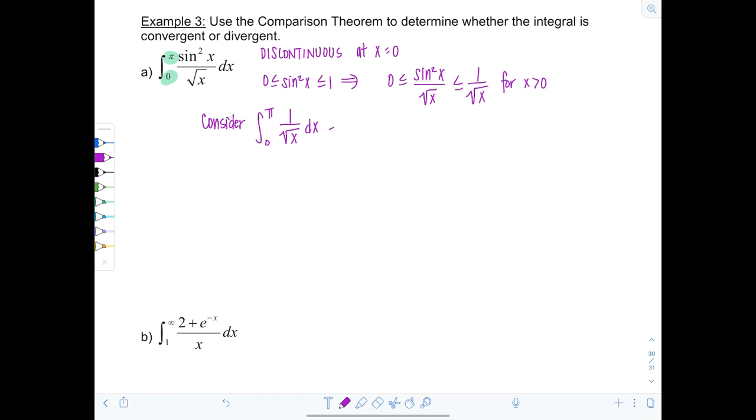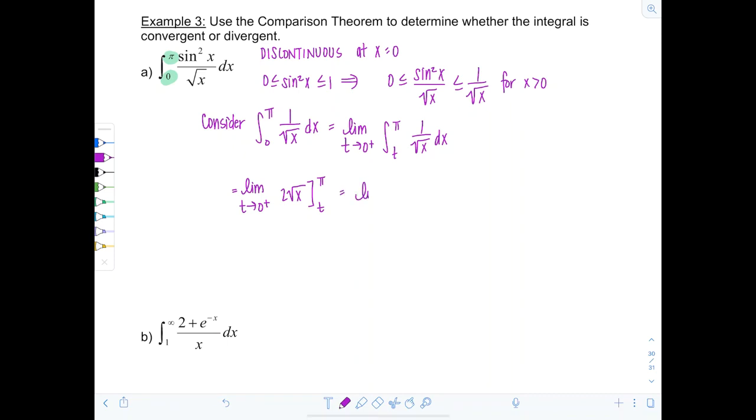Well, let's see. So I'm going to replace this as the limit as t approaches 0 from the right of the integral from t to pi, 1 over rad x dx. Now let's go ahead and anti-differentiate. So 1 over rad x, that's going to become 2 rad x. We still have this limit, t goes to 0 from the right. 2 rad x, evaluate that from t to pi.